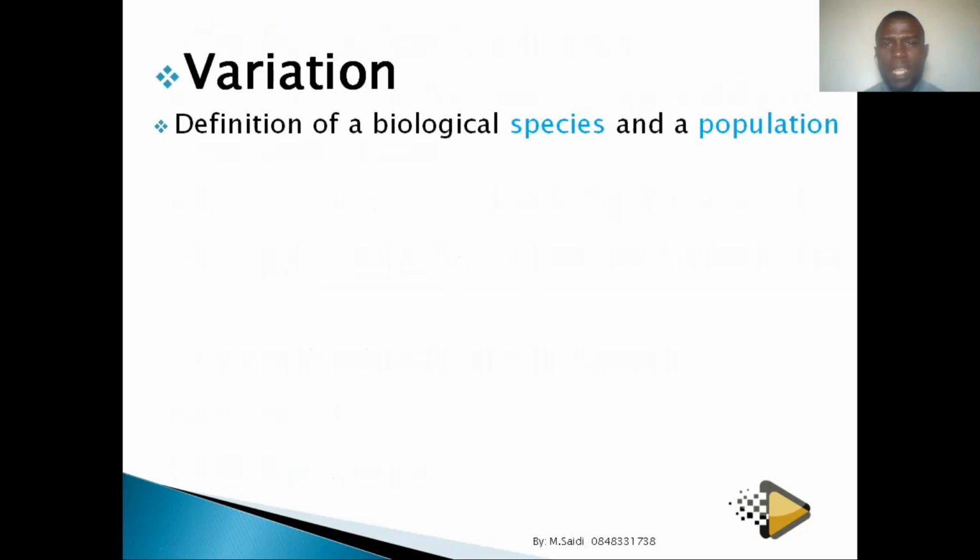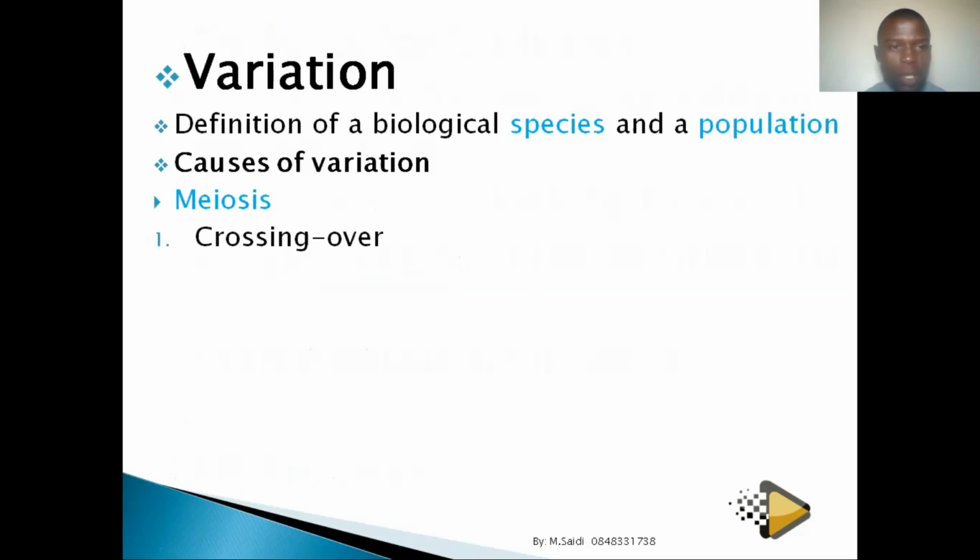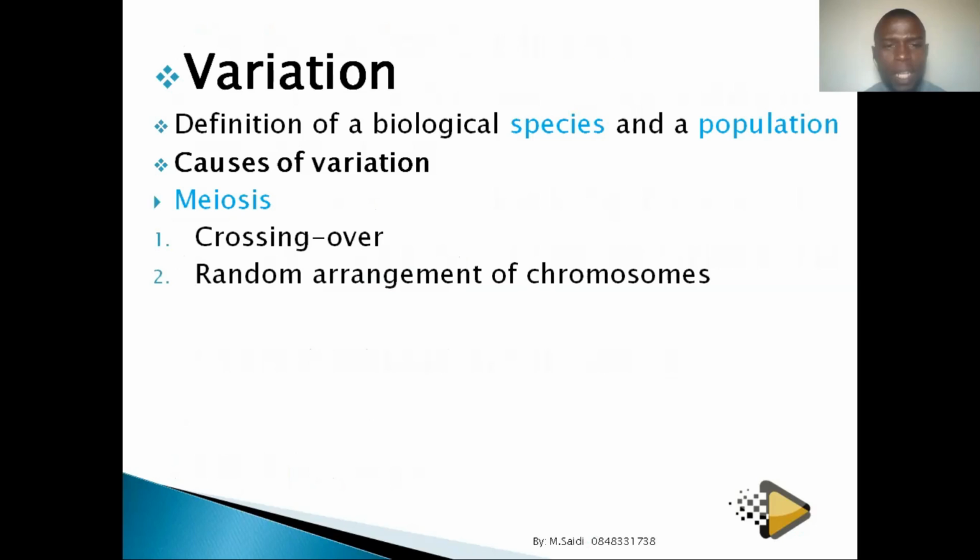So we are going to also look at variation. Basically, in this case we are going to look at the species and the population. Specifically, what is a species, what is a population, all that we are going to look at. And then the causes of variation. Among the causes, we are going to look at meiosis. Meiosis is divided into two, that is crossing over, and then random arrangement of chromosomes. You're going to explain them in detail.